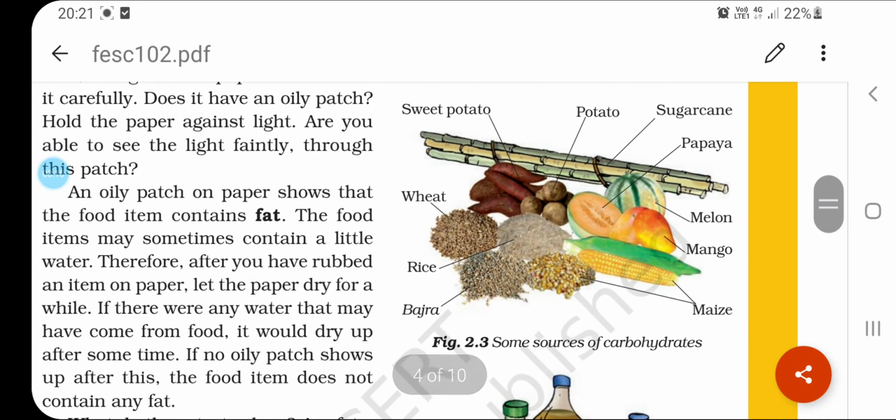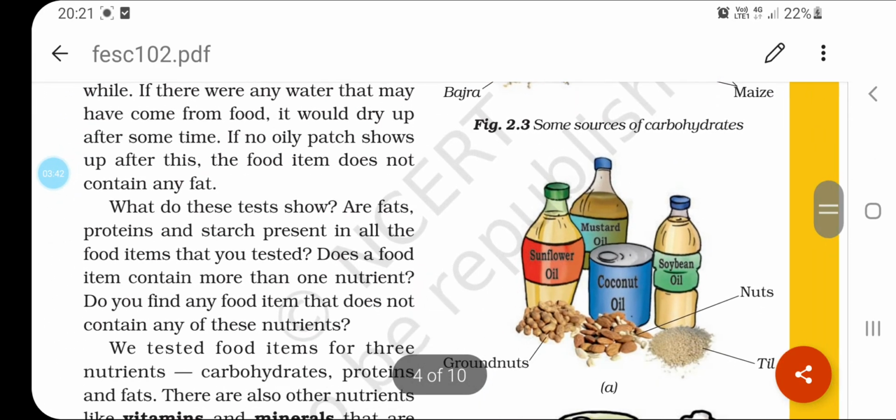The food items may sometimes contain a little water. Therefore, after you rub it on the paper, let the paper dry for a while. If there was any water that came from the food, it would dry up after some time. If no oily patch shows after this, then the food item does not contain any fat.